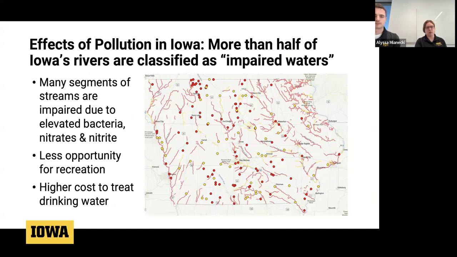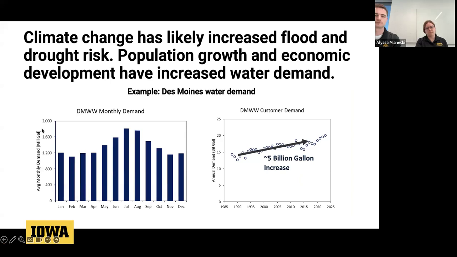The EPA does a classification of impaired waters every 4 years, and more than half of Iowa rivers are classified as impaired. Most of the impairments come from elevated bacteria, nitrates, and nitrite, which makes sense knowing the background of Iowa. But what this means for us is that there's less opportunity for recreation to really use our water to the greatest potential. And there's going to be a higher cost to treat the drinking water to ensure that it's safe for Iowans.